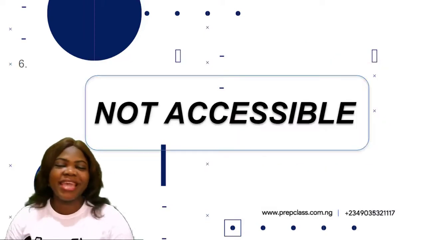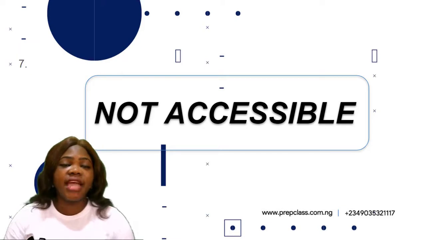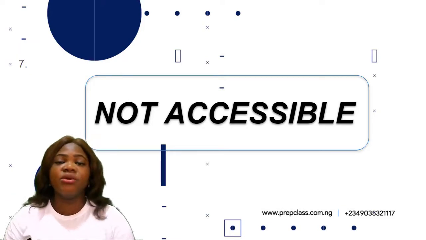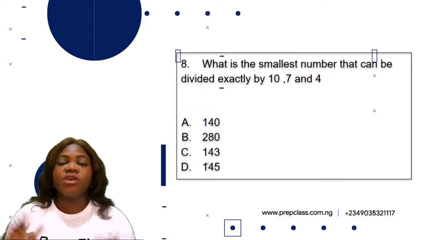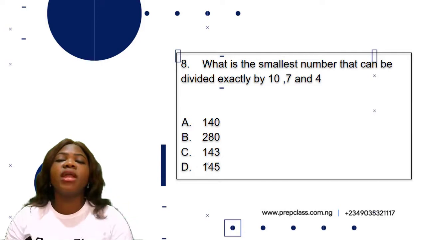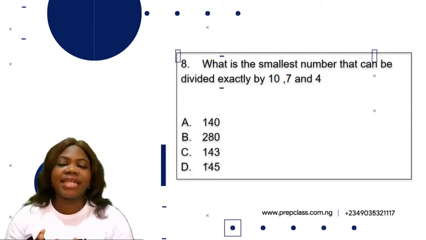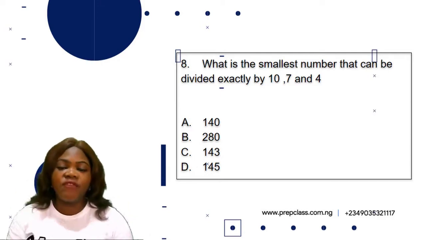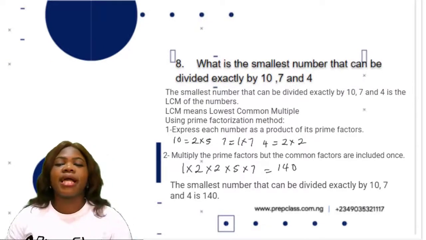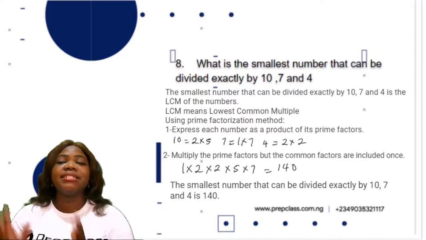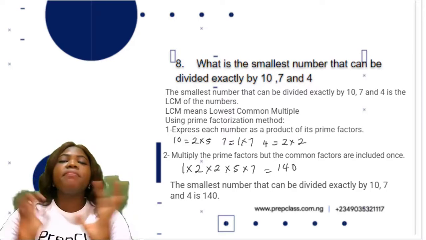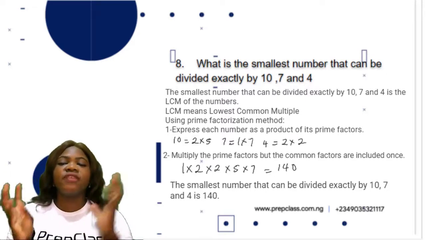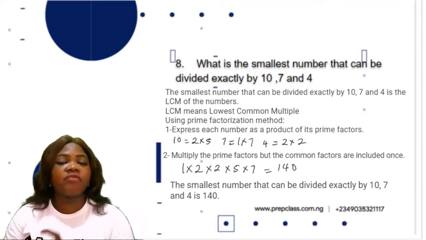Okay, so let's begin. Question 6 and question 7 are not accessible due to an omission error in the past questions. So let's move on to question 8 now. Question 8 says, what is the smallest number that can be divided exactly by 10, 7, and 4? The smallest such number is the LCM of the numbers. So simply put, this question is asking us to find the LCM of 10, 7, and 4.